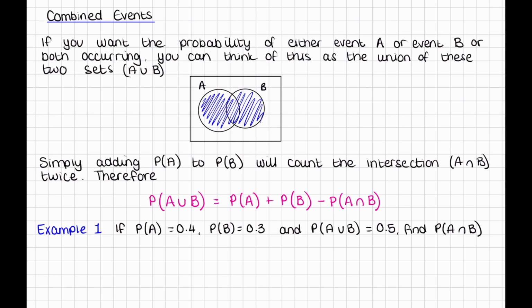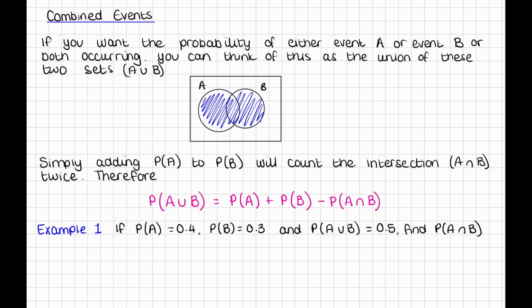So in a Venn diagram, as you can see there, all the circle parts are shaded in. That is the A union B within a Venn diagram. Simply adding the probability of A to the probability of B will actually count the intersection, the A and B in the middle, twice. Therefore, with that information, we can use this rule to find the probability of A union B happening. So the probability of A union B equals the probability of A plus the probability of B minus the probability of A and B.